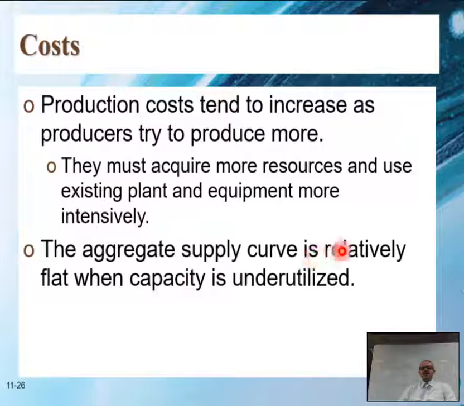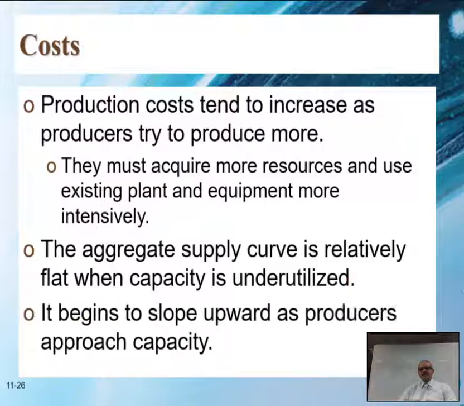And the aggregate supply curve is relatively flat when capacity is underutilized. So here at the beginning, it is very flat. Why? Because we're not using all of our capacity. Then if we use all of our capacity, prices start to increase. So at the beginning it starts slow, and then it starts to increase quickly. Here at the beginning of the upward slope, producers approach capacity. So that's why the supply curve goes up until infinity.